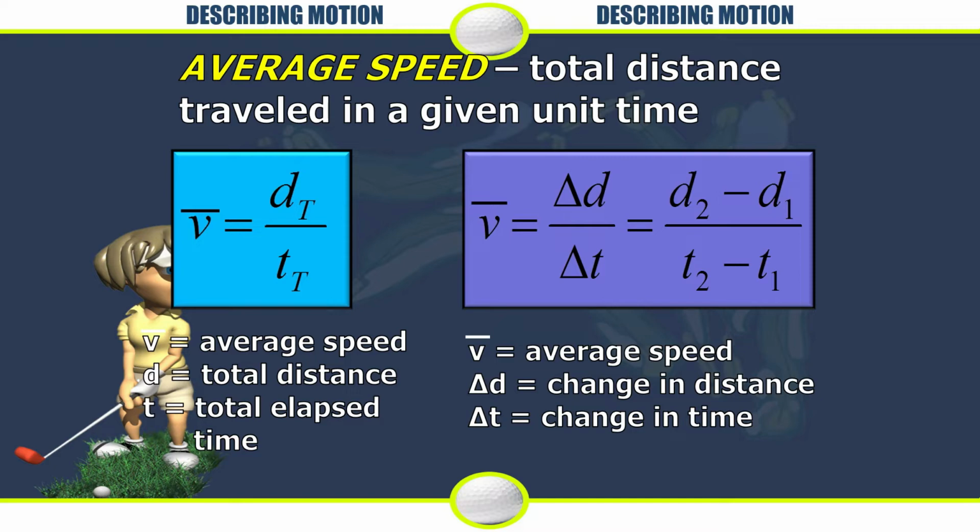This triangle here represents the change. That's why we have the formula D sub 2 minus D sub 1 over T sub 2 minus T sub 1. Or in some books, they denote this as F and I, wherein the final distance minus the initial distance over the final time minus the initial time.